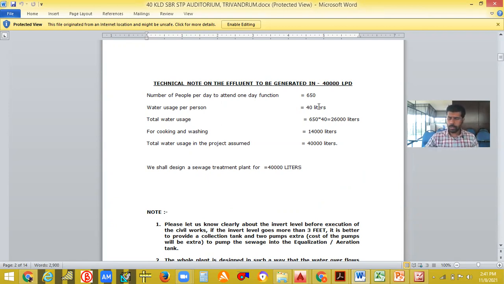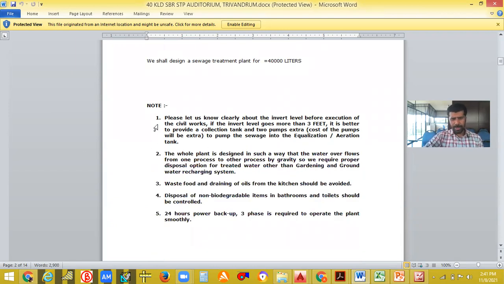sewage treatment plant (STP). So this is the way that they will be giving the quotation, and they will be giving the capacity. 40,000 liters is the capacity of the STP, and they will be giving us notes on what we should not do, such as giving grease or any kitchen waste directly into it. Some notes will be given.